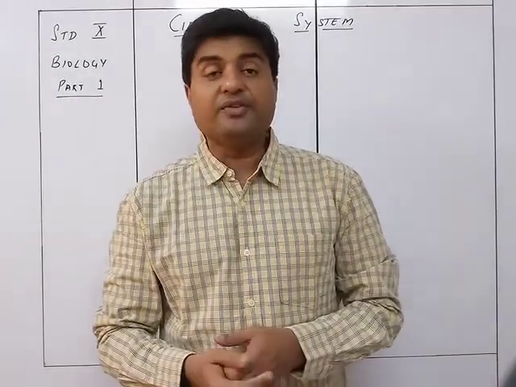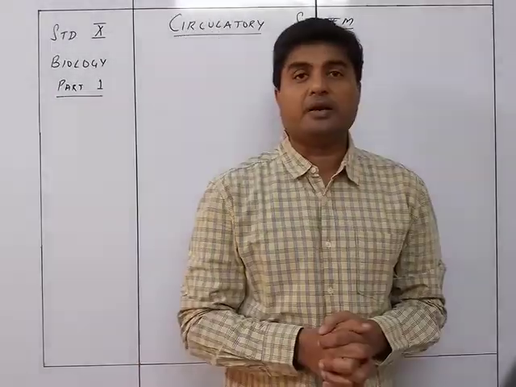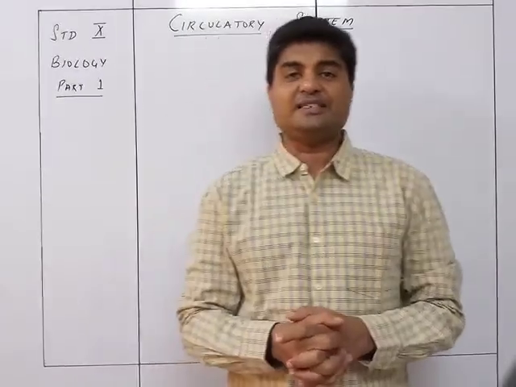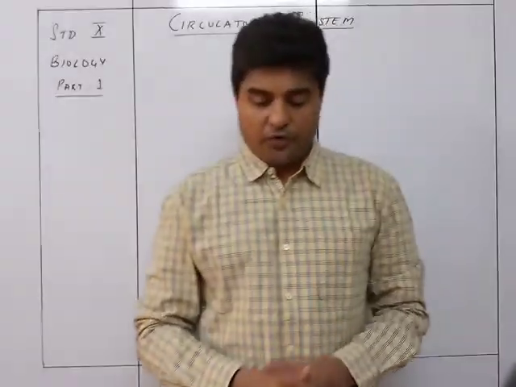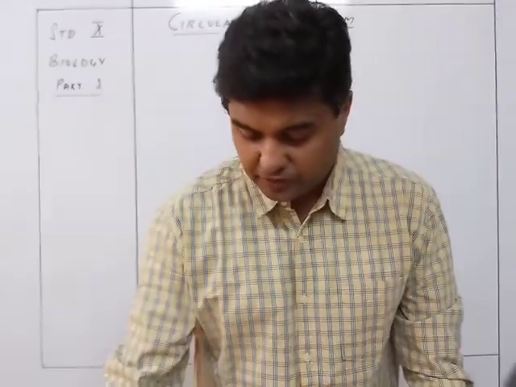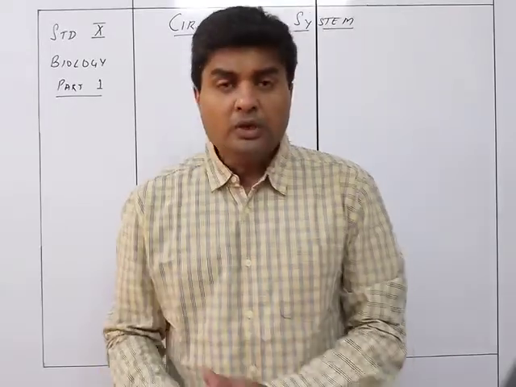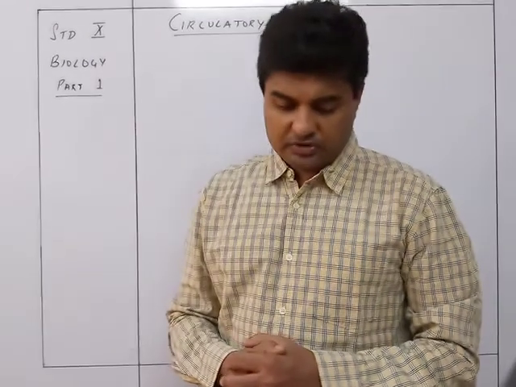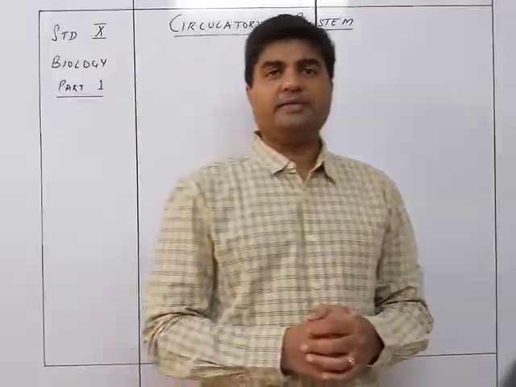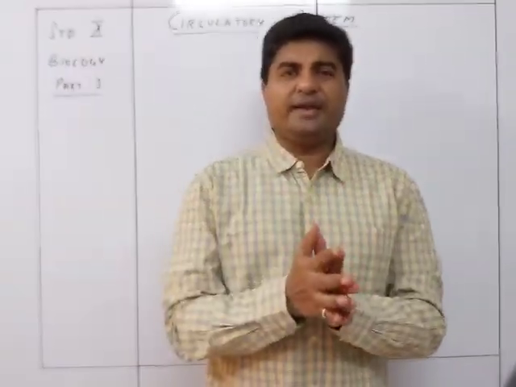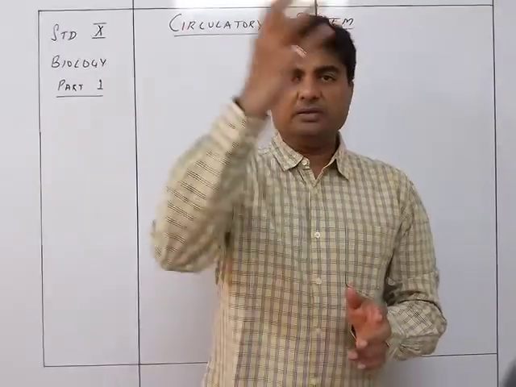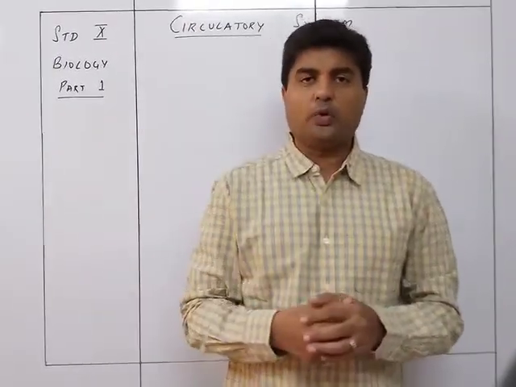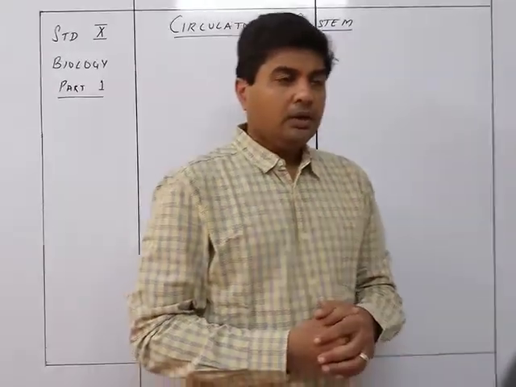So we start with the first chapter, that is chapter number 8 of ICSE 10th standard bio from Concise biology textbook. So the chapter is circulatory system. Circulatory system can easily be, the name itself indicates that something which is circulating, something which is flowing is what we are talking about. Okay.